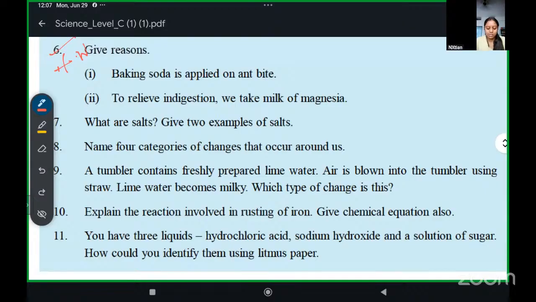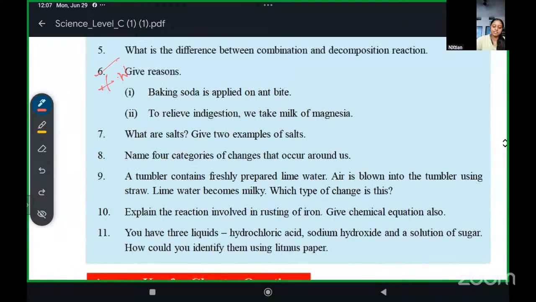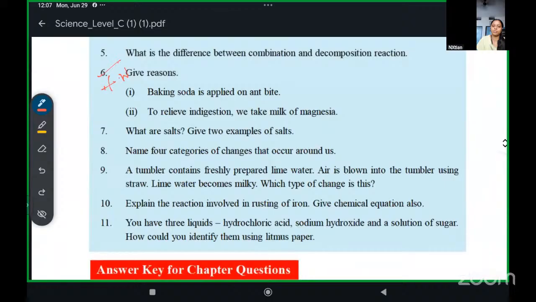Now, the ninth, 10th, and 11th questions are also homework for you. Question 6, 9, 10, and 11, I need you all to do in your notebooks. If you need help, you can research it or read the chapter. If you have any doubt in any question still, you can ask me tomorrow.